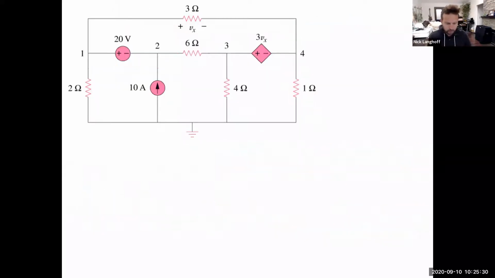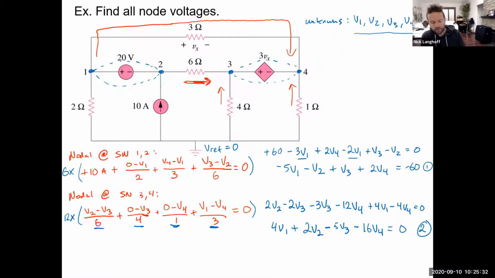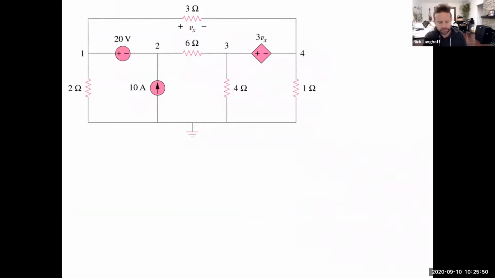I'm going to leave these equations here. We will bring equations 1 and 2 over to the next side when we do our matrix. I'm going to set this up as we solve it by a 5 by 5 matrix, and we won't have to do any algebra. All right, so there's the circuit. Let's get our third equation from the 20-volt source.